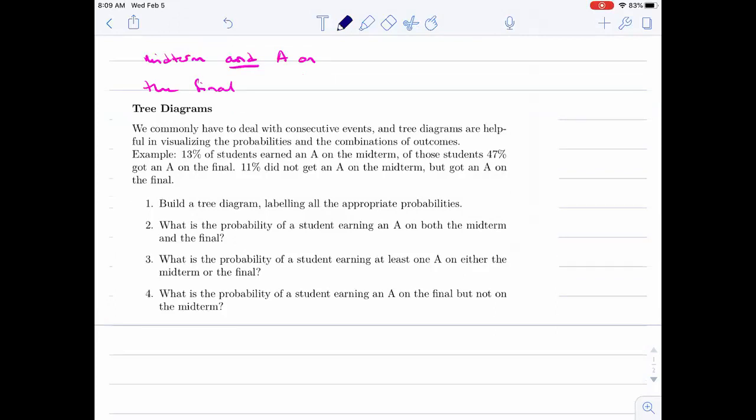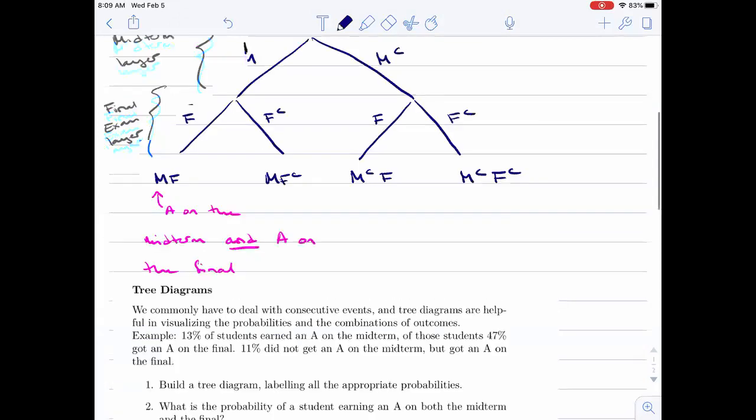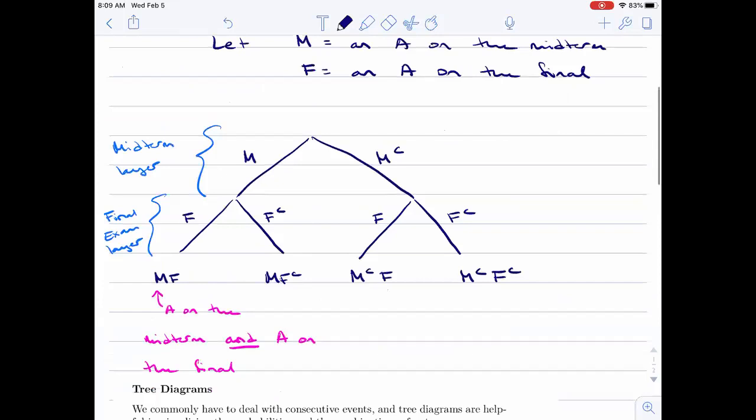So the question that we were working on was we had to build a tree diagram, and we said, okay, well, often we'll have consecutive probabilities. So one thing has to happen, and then another thing has to happen, and then another thing can happen, and another thing can happen. And so as soon as we're saying and, this and this and this, we've got these consecutive things going on. So to organize that work, we usually build tree diagrams.